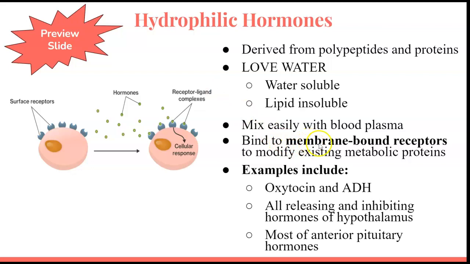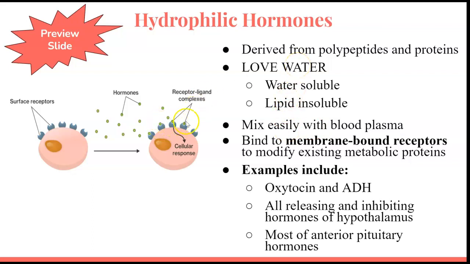Instead, what they do is they bind to membrane-bound receptors, right? So we have a cell here, this whole light pinkish thing with that orangish-looking circle in the center. So this is the nucleus of this big cell, right? We see these blue Pac-Man-looking things. These are the receptors. These are our hormones actually just kind of floating freely in our blood plasma, right? So they mix easily with our blood plasma. They don't need transport proteins because they're water loving, right?